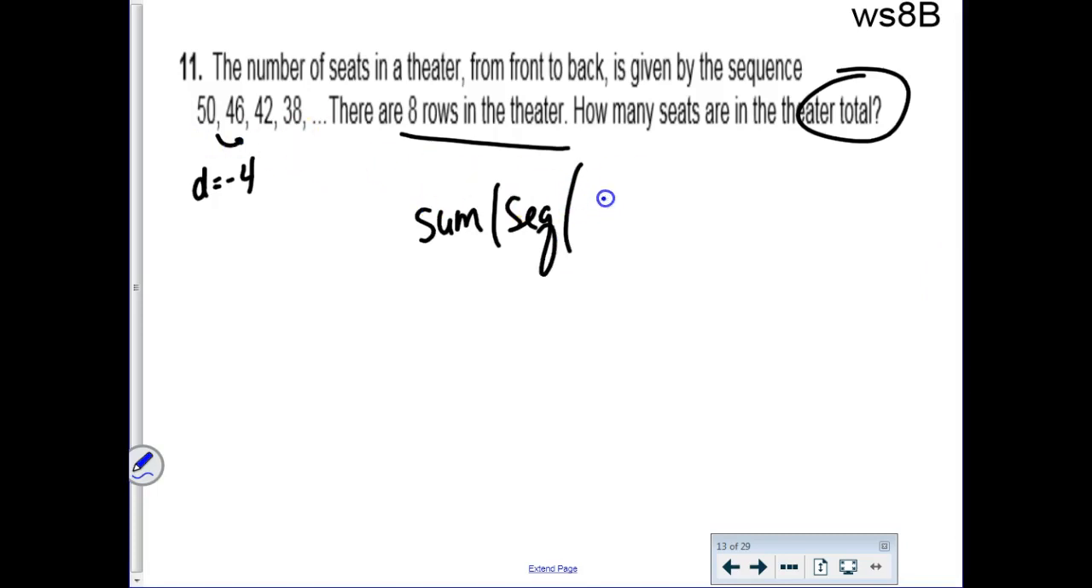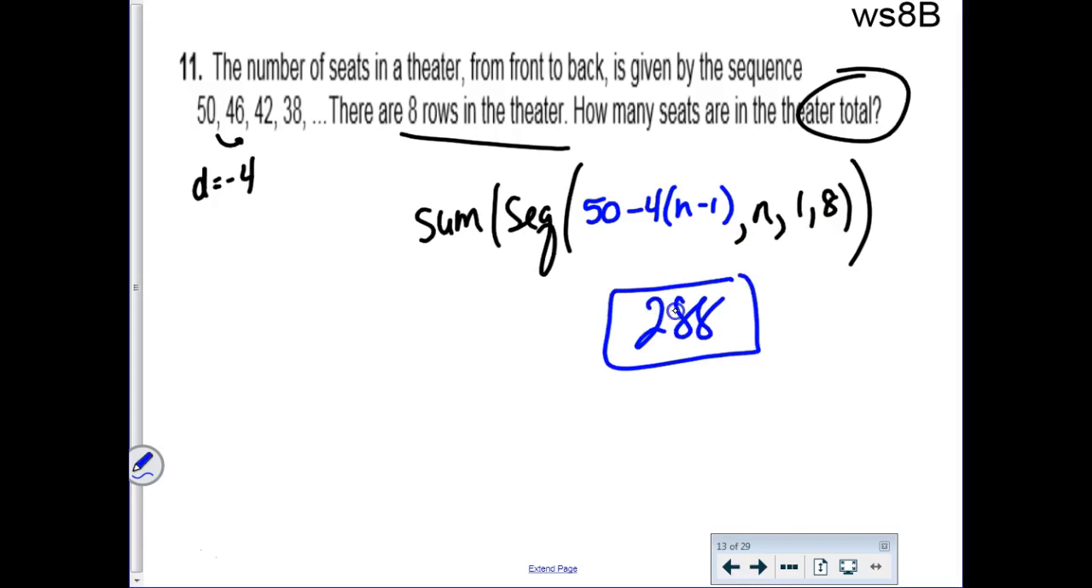So the first term was 50, and then you guys told me we're subtracting 4 every time. And then the first 8 rows. And what'd you get? 288. Cool beans.